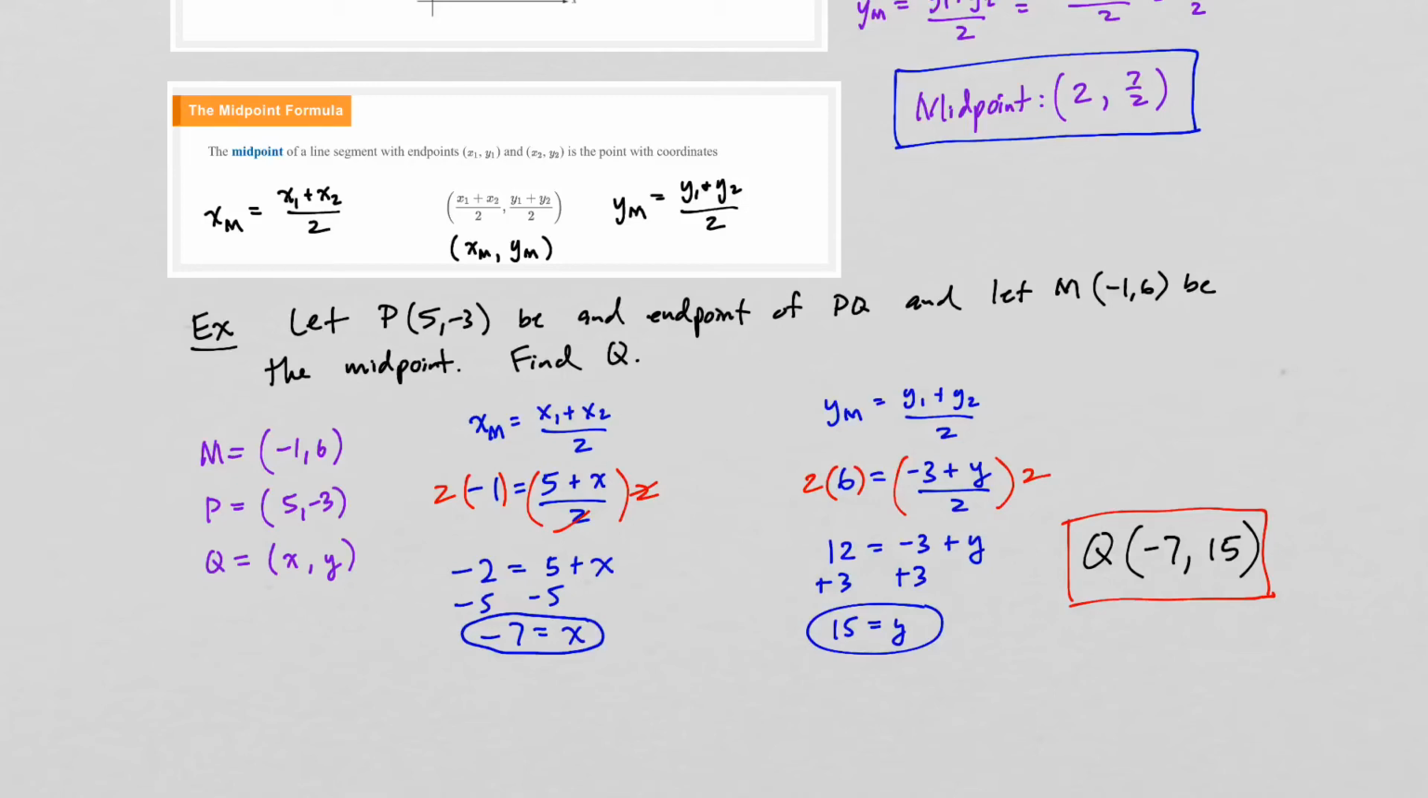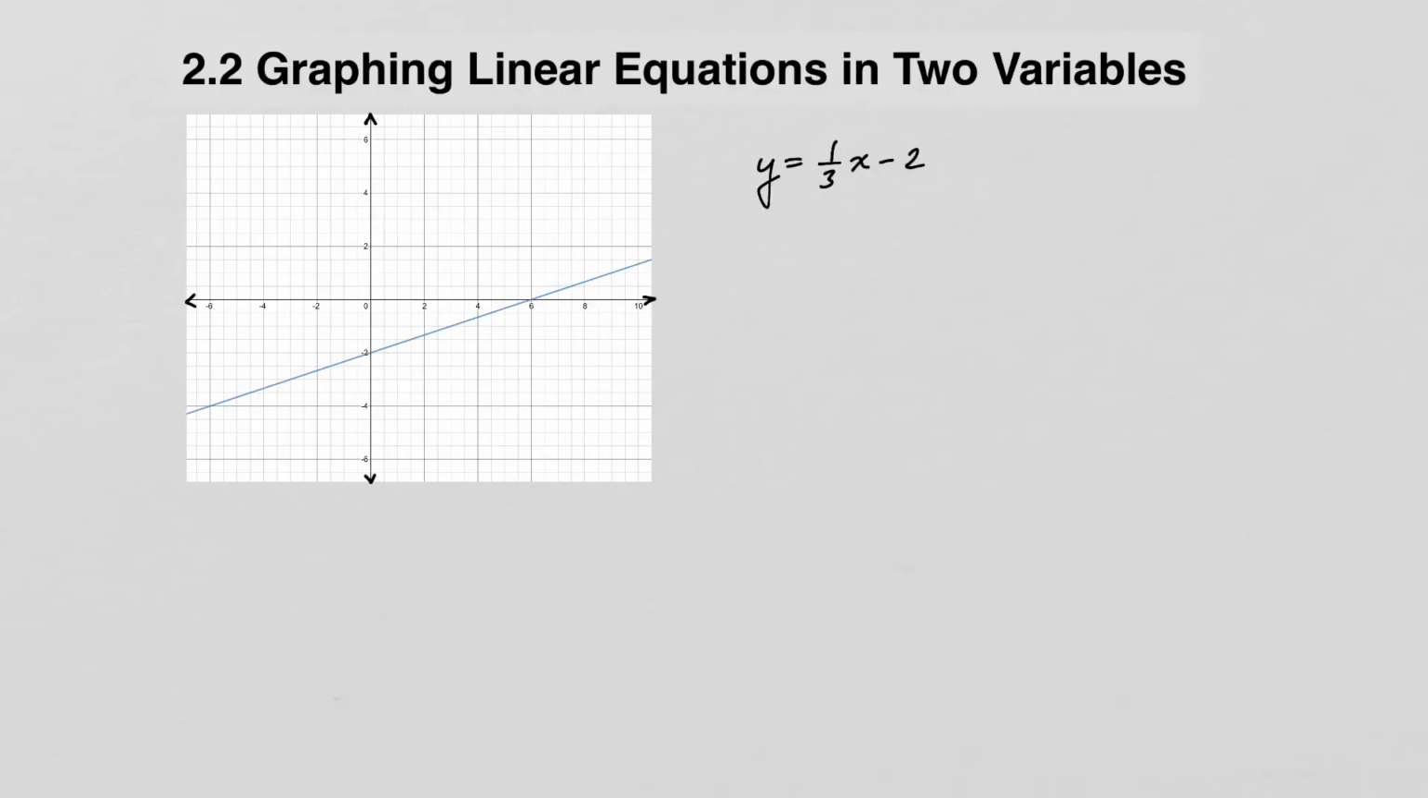Okay, let's go ahead and move on to section 2.2. In section 2.2, we're going to begin to look at graphing linear equations in two variables. Now, I put down an example of a linear equation in two variables. It's an equation that typically relates the variables x and y to each other. And what's really important here is both x and y are being raised to the first power. That's what makes an equation linear. You cannot have any powers other than 1.